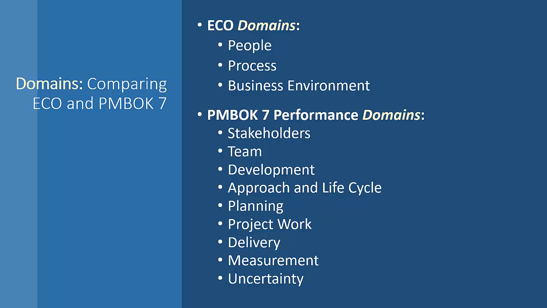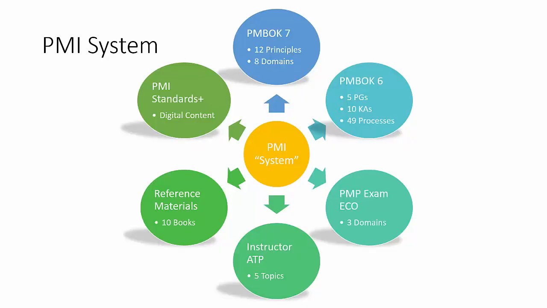One of them is project performance domains. The others instead are categorizations of topics for an exam. So they have two very different meanings. They are not really aligned. And across the whole system, as you can see, the PMBOK 7 is structured with the 12 principles and the 8 domains. The PMBOK 6 has the process groups and the knowledge areas. So they are not aligned amongst themselves.